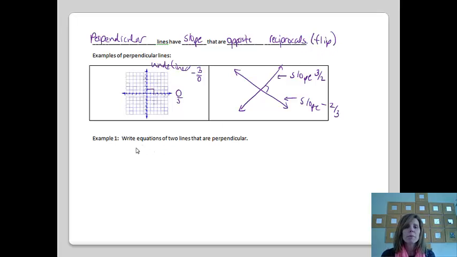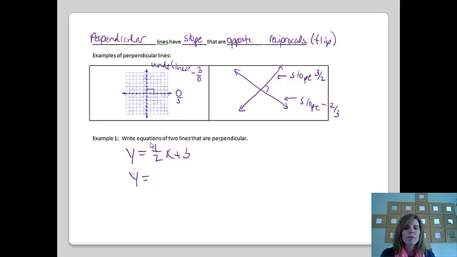All right, in an example, write equations of two lines that are perpendicular. So this time we don't want a picture, we actually want an equation. Just like I did in the parallel lines video, I'm going to start with the equation y equals 1/2 x plus 3. You can start with whatever equation you want to. It doesn't matter what the slope is, it doesn't matter what the y-intercept is. But now we're going to write an equation that is perpendicular to that one.